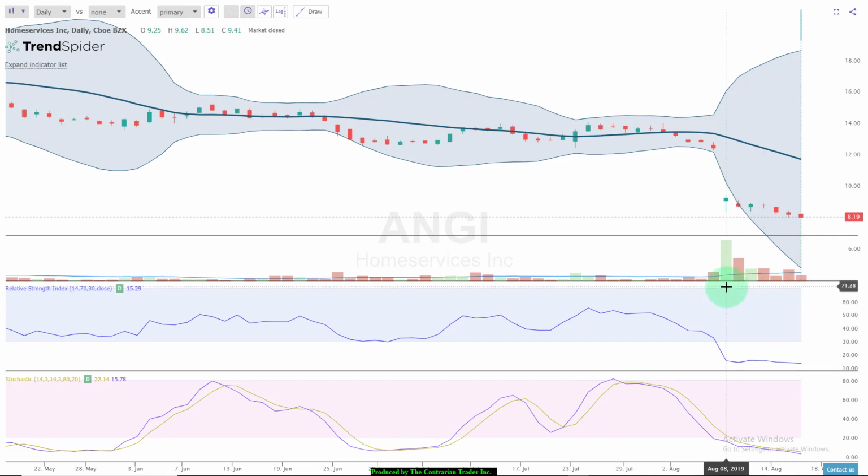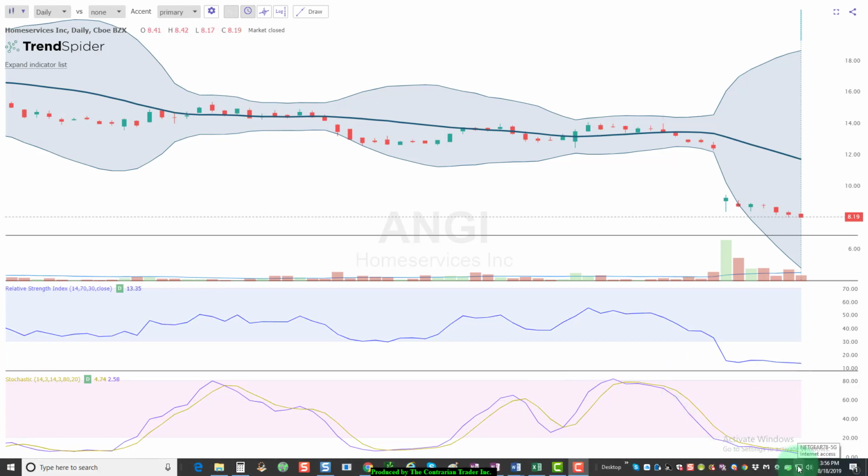Angie's List has a huge short interest. That is the catalyst that will send these shares higher. We have RSI currently at 13.35. And you may be saying, wow, this stock can't go any lower. It can. And in all probability, it will. If it doesn't, we will not be trading the stock. It must hit our historical price target. That is the discipline.